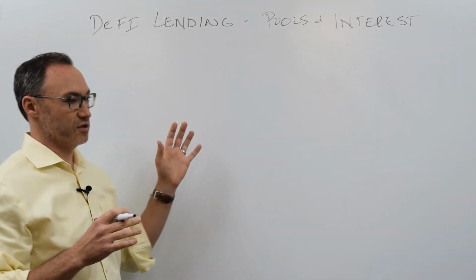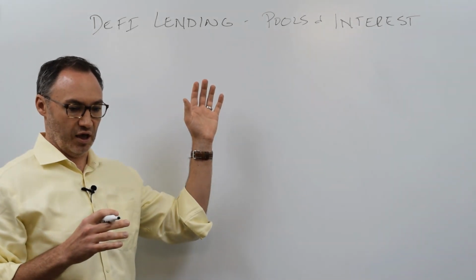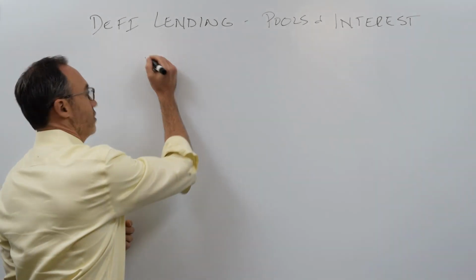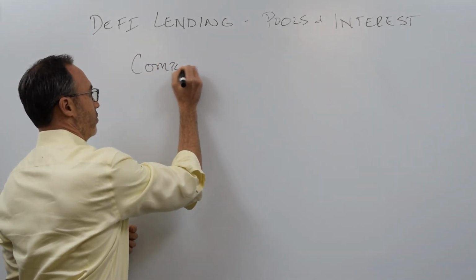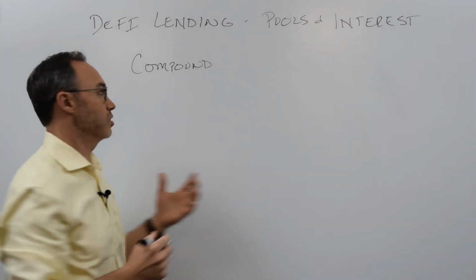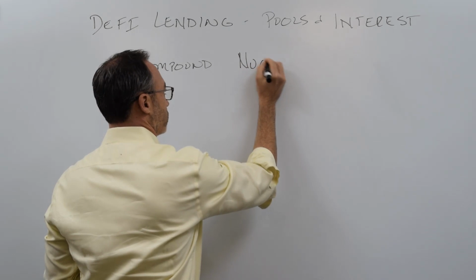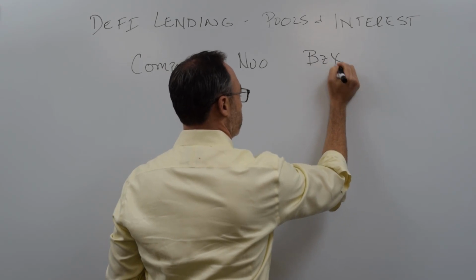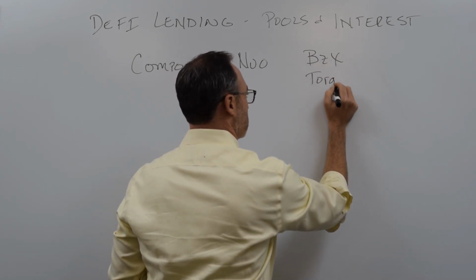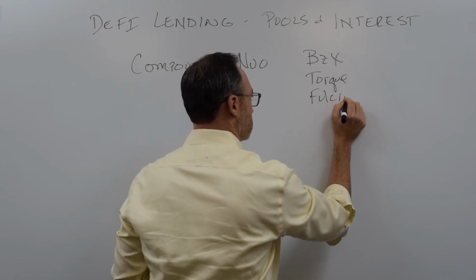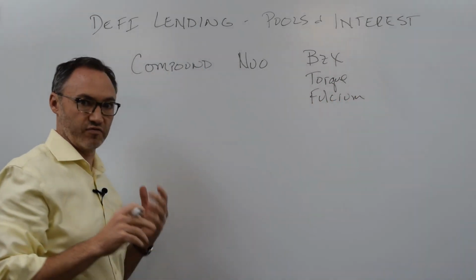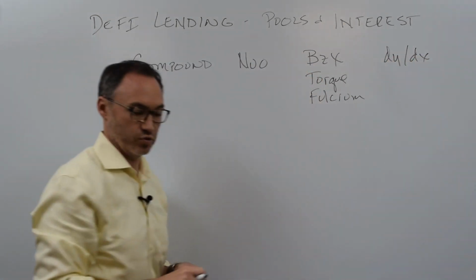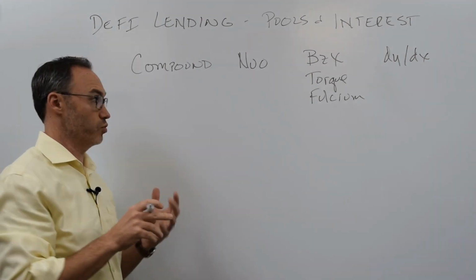So we're going to talk about DeFi lending, specifically pools and interest, and a few dApps or applications that have come out, companies that have come out that you may or may not have heard of. Probably the most used one is Compound. We also have a great one in Nuo. There is the BZX, which has as some of its products Torque and Fulcrum, which are kind of lending protocols. And then there's also DYDX that allows you to lend or borrow, whichever you'd like to do.